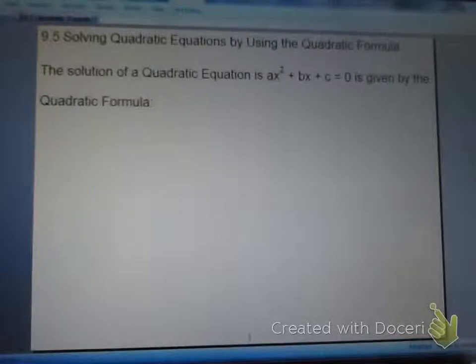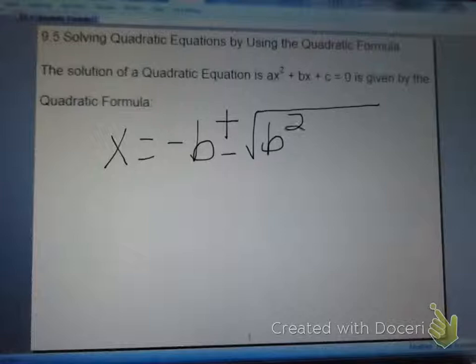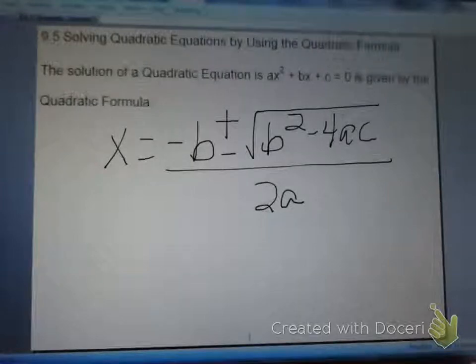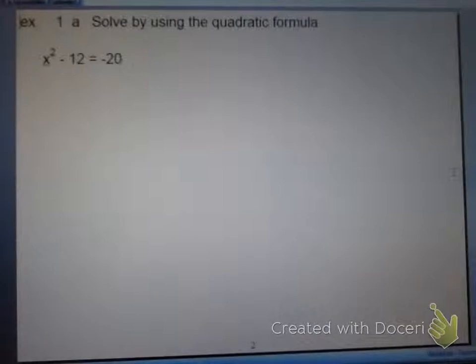Okay, this is section 9.5, solving quadratic equations by using the quadratic formula. The formula: x equals negative b plus or minus square root of b squared minus 4ac all over 2a. Okay, first thing you have to do is get the equation equal to 0.